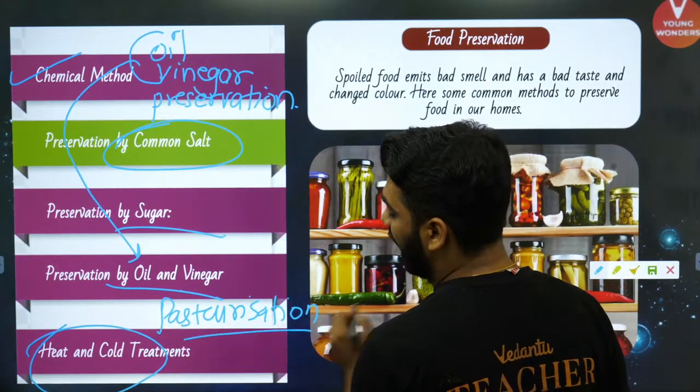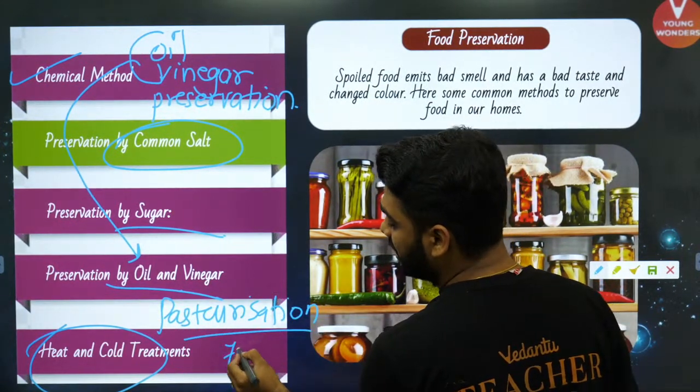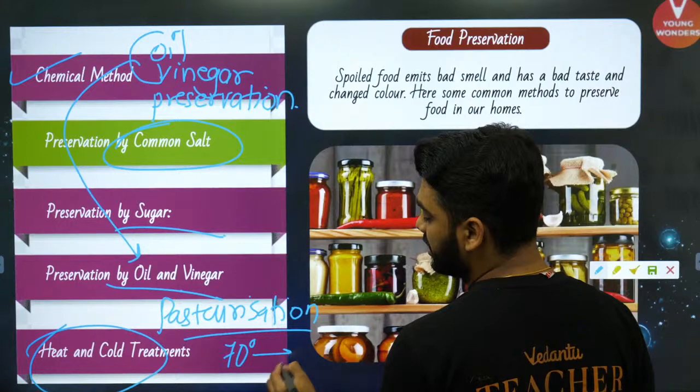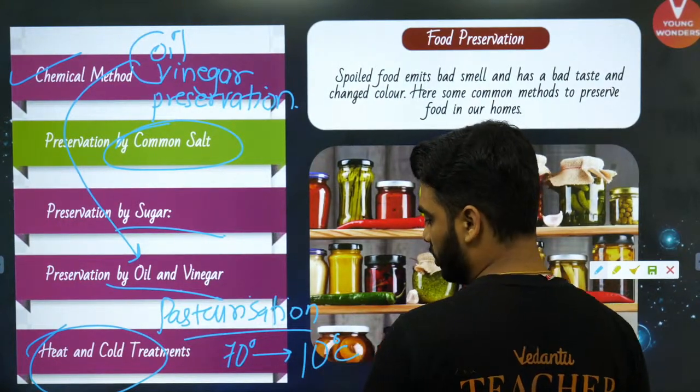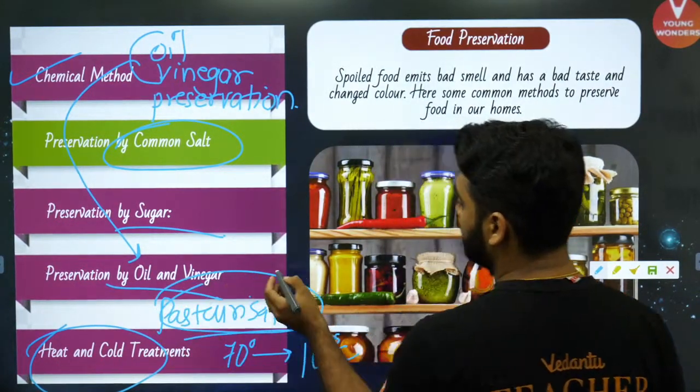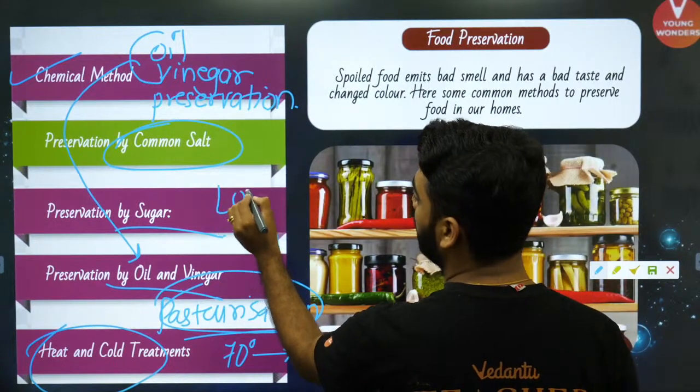Pasteurization is a technique in which milk is heated to 70 degrees Celsius and then suddenly brought down to 10 degrees Celsius. This method of pasteurization was discovered by Louis Pasteur.